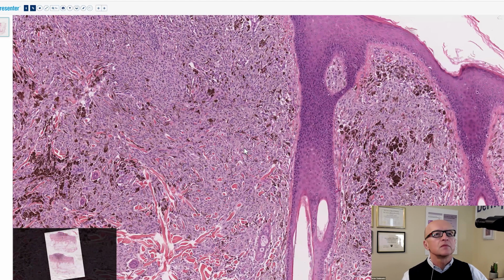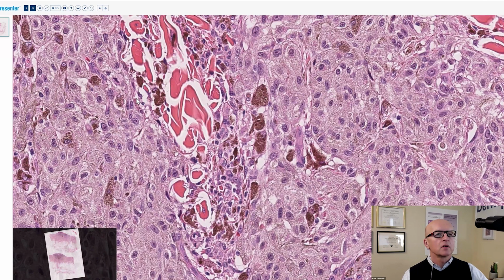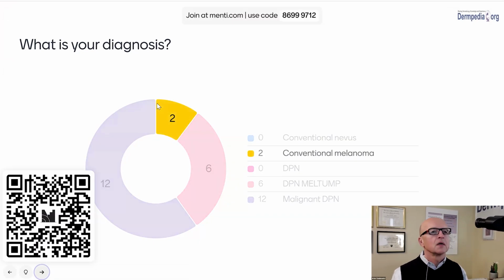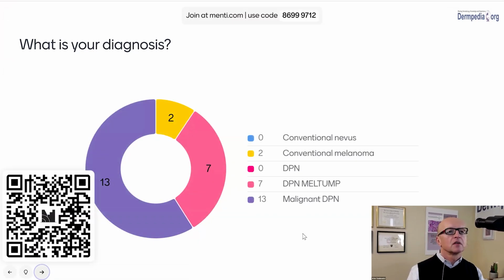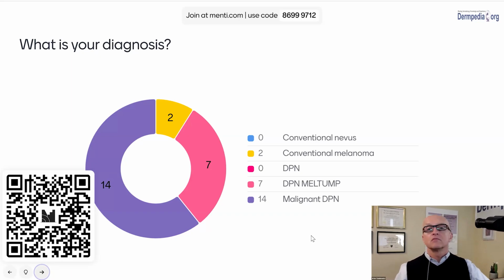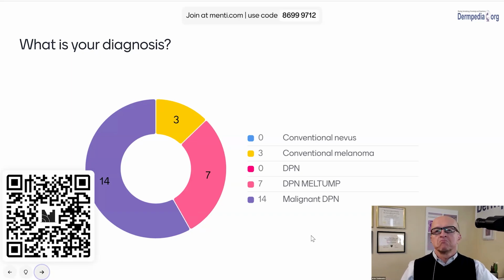Okay, so what do you think? Let's see where we are. So clearly we have a shift in our opinions to malignant DPN. Some folks are still saying that, in a premolecular era, I've diagnosed many of those lesions as borderline or meltumps or atypical DPNs, and have no indication that these were wrong diagnoses. So I think that's quite reasonable.